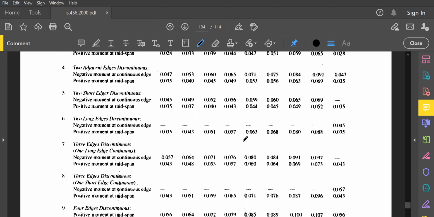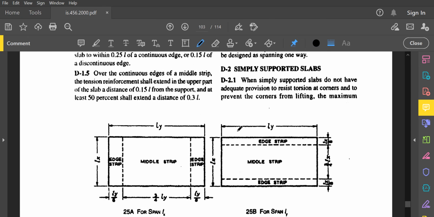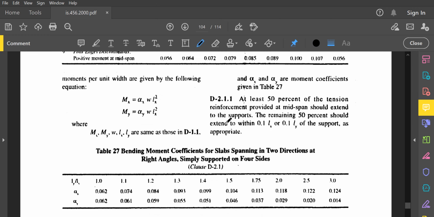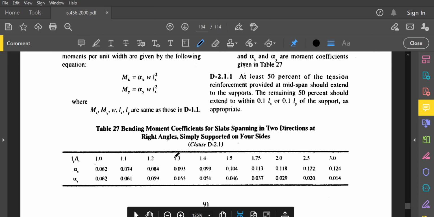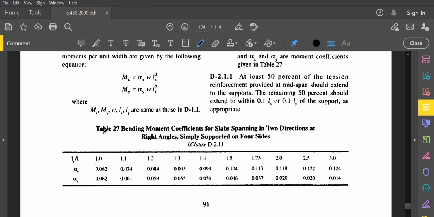That is the difference. For a simply supported slab, where there is no provision for torsion, you need to take the alpha x and alpha y coefficients from Table 27, and there will be only positive moments, because, as I told you, since there is no resistance or restraint at the end, negative moment won't develop, and as a result only positive moment develops. Table 27 gives you the alpha x and alpha y values for different values of ly by lx, and that will be a positive value alone.